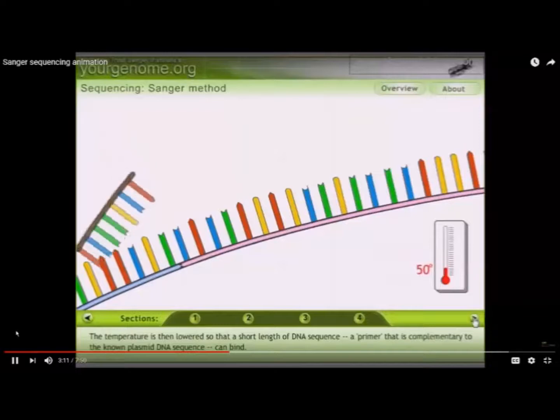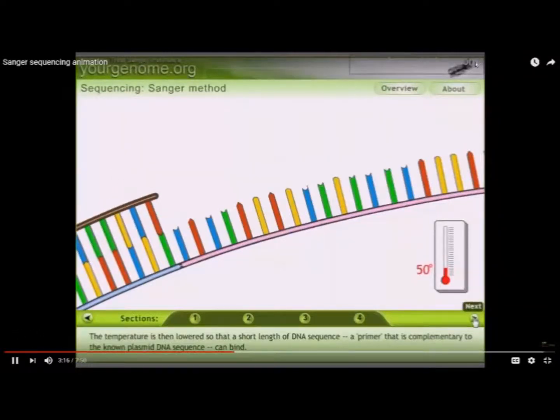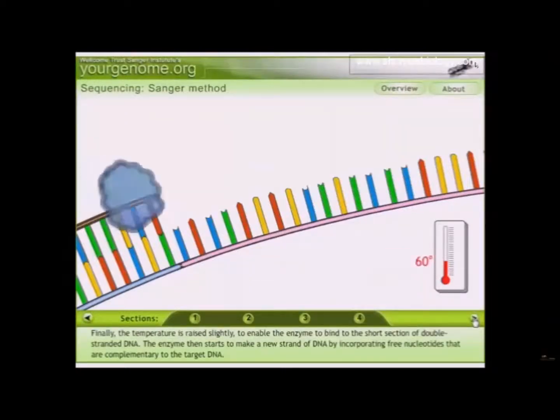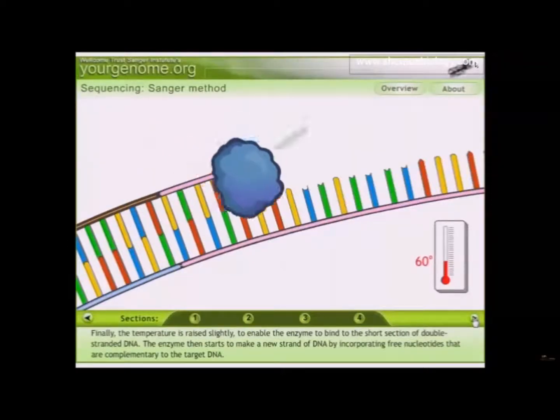The temperature is then lowered so that a short length of DNA sequence, called a primer, that is complementary to the known plasmid DNA sequence, can bind to it. For this, we need to lower the temperature to 50 degrees Celsius. Finally, the temperature is raised slightly to enable the enzyme to bind to the short section of double-stranded DNA.